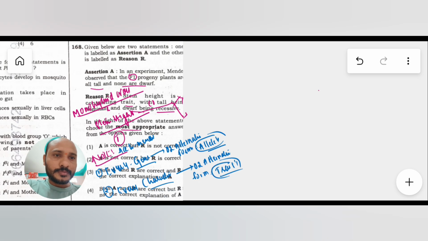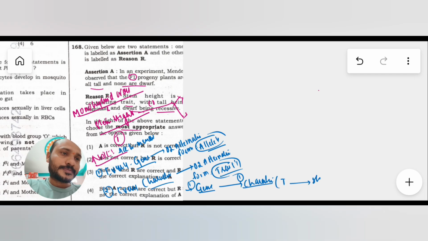Remember one more important note here. Every gene is responsible for a character. According to Mendel, one gene is responsible for one character. For example, here the gene is T, which is responsible for the stem height character. So T is the gene, stem height is the character.